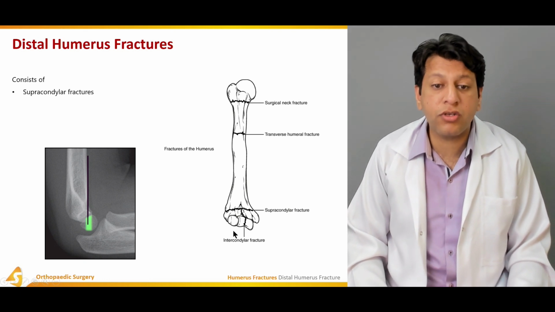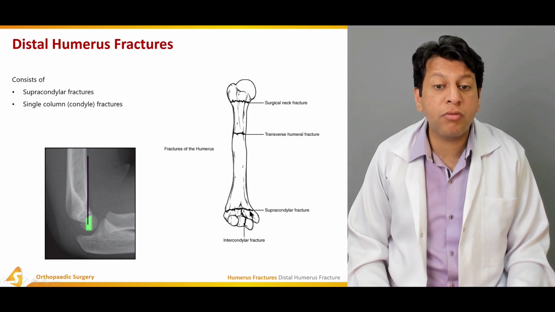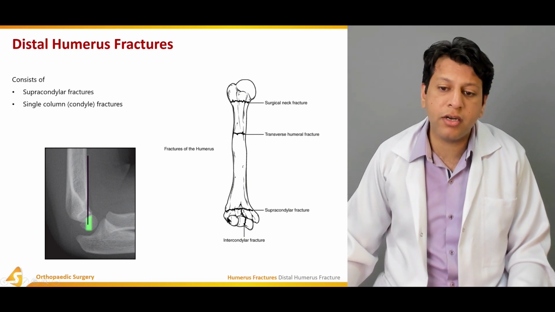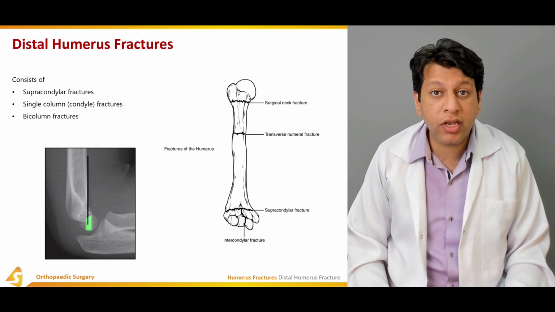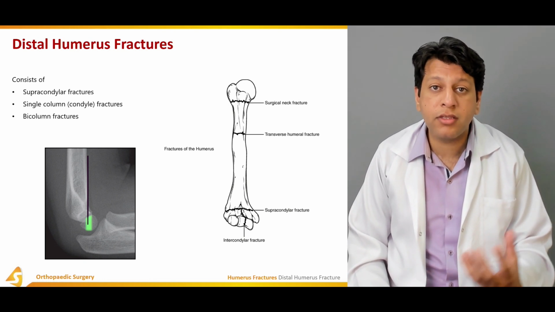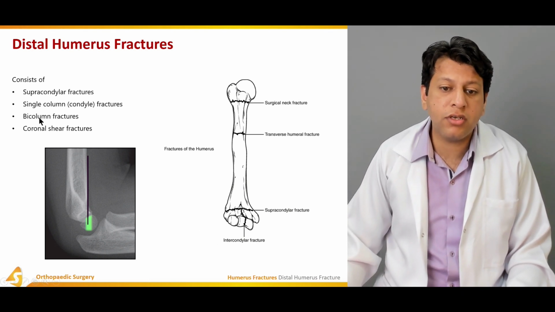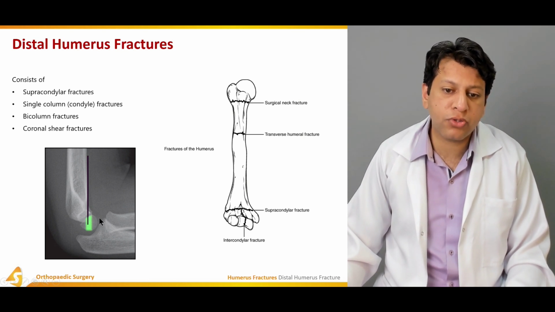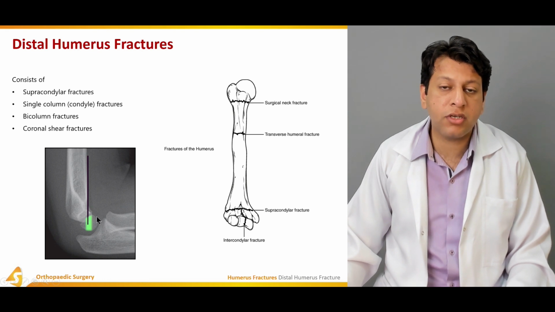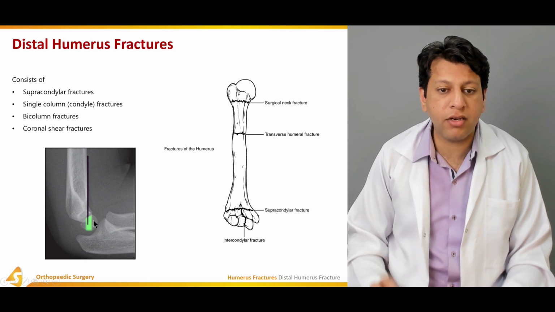Now it consists of supracondylar fractures, that is just above the condyles in the distal 1/3, or single column condyle fractures, which could be in the form of medial condyle or lateral condyle fractures. It could be bicolumn fractures involving both the condyles, the medial and the lateral condyle, or it could be coronal shear fractures, which are usually seen in the sagittal view, when you are viewing it from the side. This anterior-posterior fracture runs through and through, not going upwards and downwards, and is usually viewed on the lateral view as well.